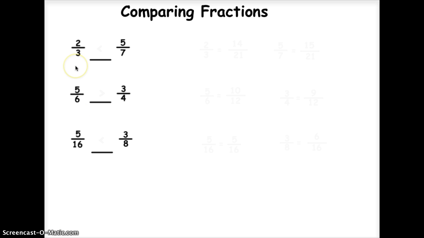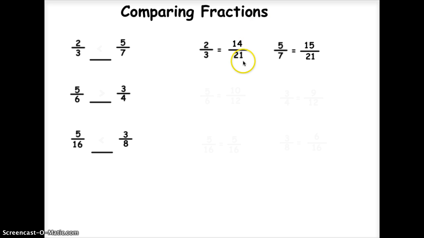The first example is 2/3 and I'm going to compare that to 5/7. So I need to write those with a common denominator. So I start off with 2/3 and 5/7. And I look at the denominators, and 7 and 3 have a multiple that's common of 21. So I'm going to write them with a common denominator of 21. Now 3 times 7 is equal to 21, so I'm going to multiply 2 by 7 to get 14. And 7 times 3 is equal to 21, so I'm taking 5 times 3 to get 15.